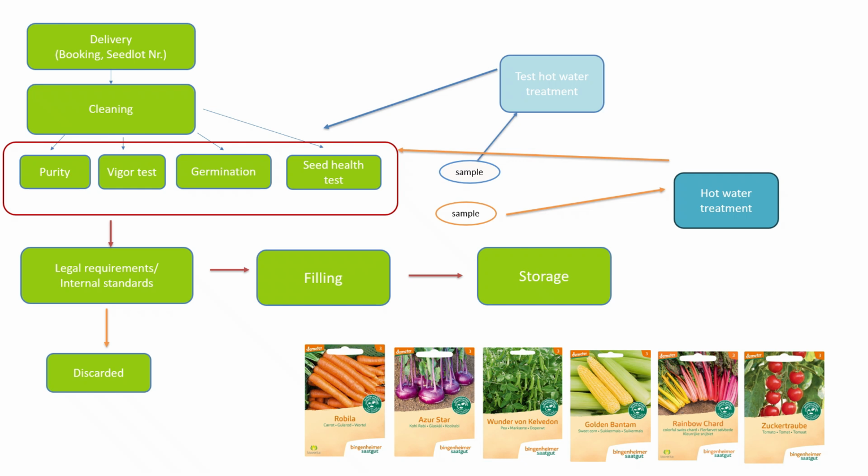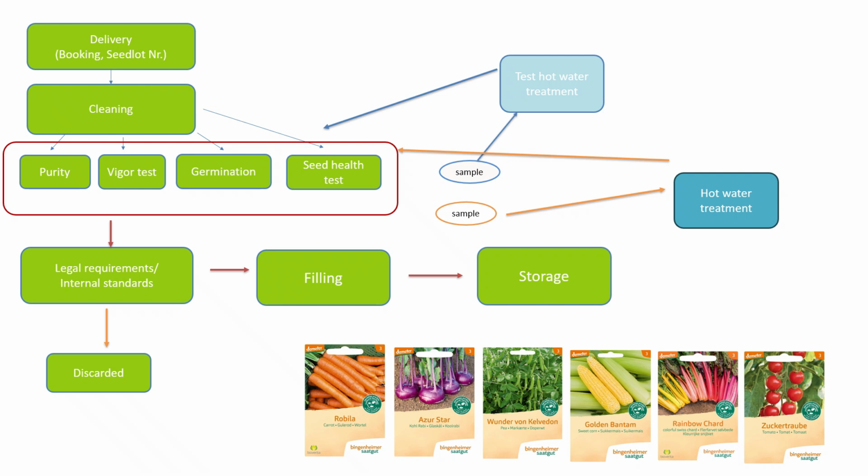Then diagnostic testing includes the vigor tests, germination, and seed health tests. After that, verification against legal requirements and internal standards is done. If these are not met, the seed is treated, so a test hot water treatment is applied on a small sample. The sample of the treated seed is then again delivered to the diagnostic laboratory, where germination and seed health tests are done again.